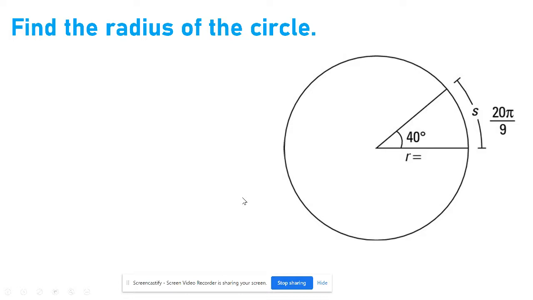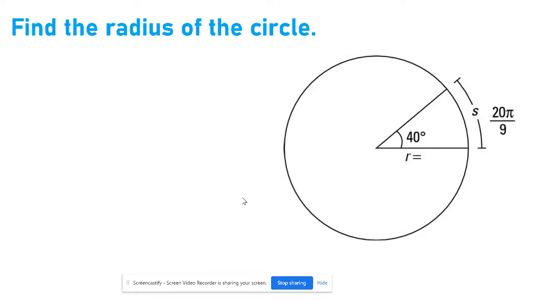This time we've got to find the radius. So we know the length of the arc and we know the angle. We don't know the radius, and we don't know the circumference of the circle either. And actually what we're going to end up doing is figuring out what the circumference is and then working backwards to find the radius. So here's what we're going to do here.